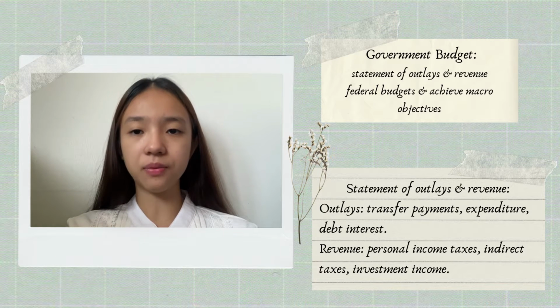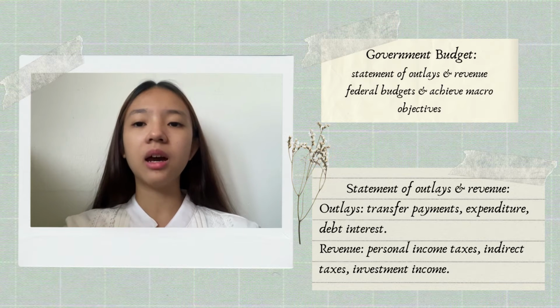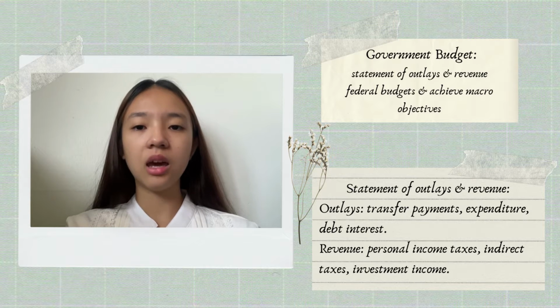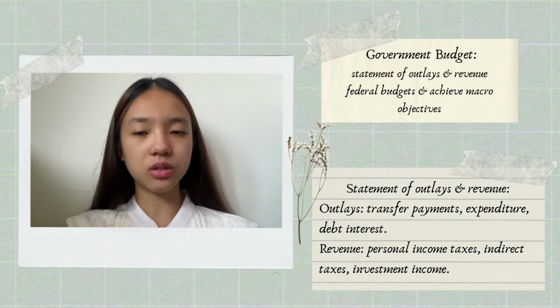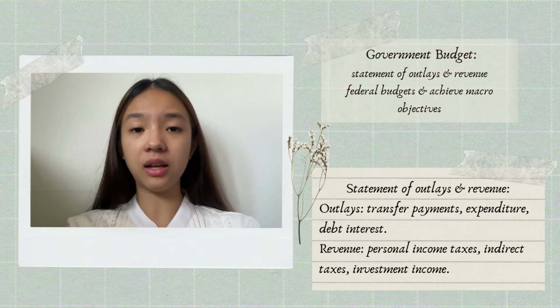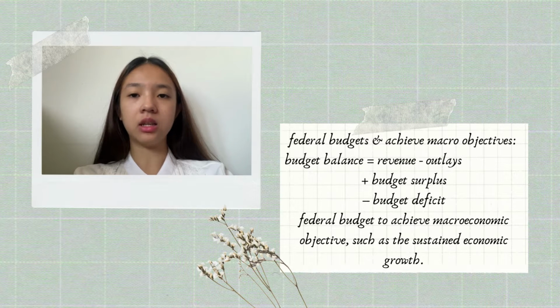Statement of outlays refers to the transfer payment, expenditure, and the debt interest the government undertakes, while the revenue refers to personal income taxes, indirect taxes, and the investment income. When the revenue minus the outlays, it equals the budget balance. The positive budget balance means the budget surplus, as the government earned more money than it spent. The negative will be referred to as the budget deficit. The fiscal policy is the federal budget to achieve macroeconomic objectives such as sustained economic growth.